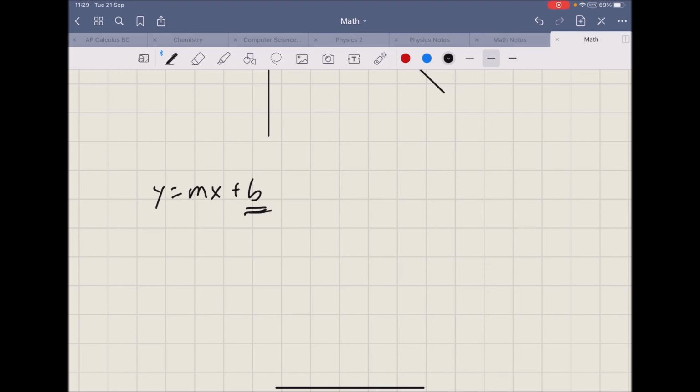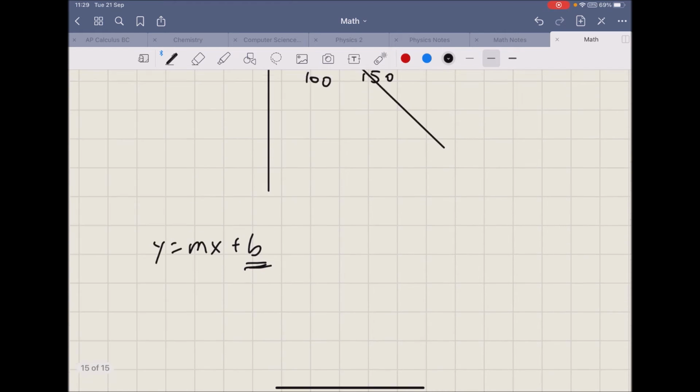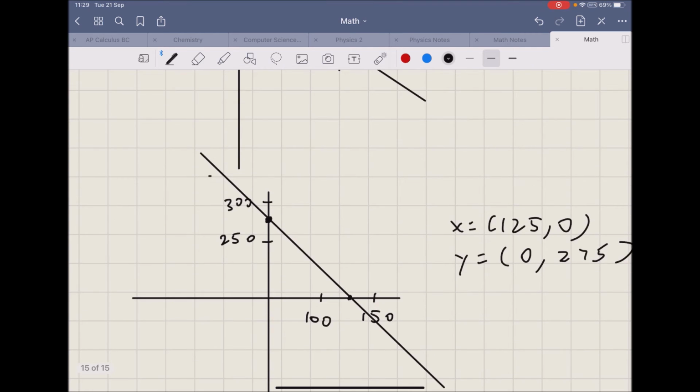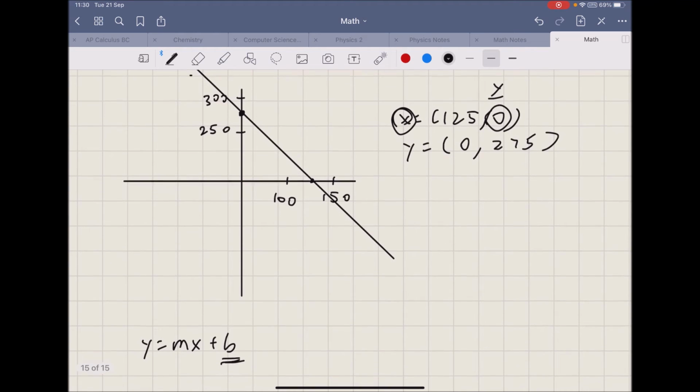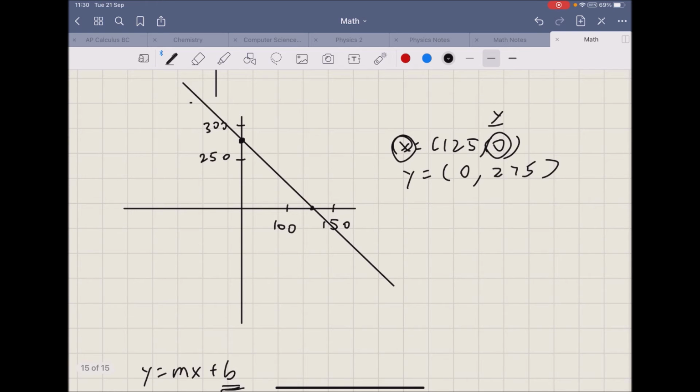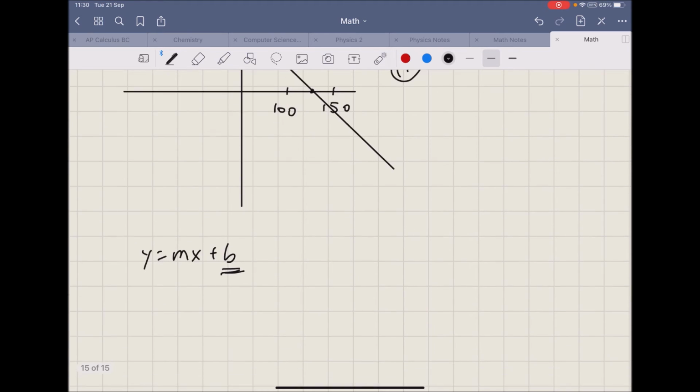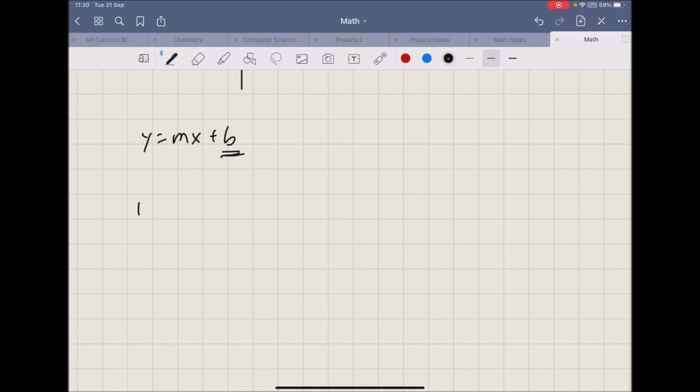To find the x-intercept of an equation, you need to set y equal to 0, because the y value is 0 when the graph intersects the x-axis. As you can see, as it intersects the x-axis, the y value is 0. And it is the same for the y-intercept. You need to set the x value to 0, because the x value is 0 when the graph intersects the y-axis. So let's try that problem.